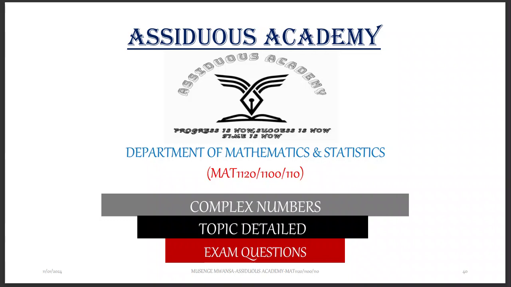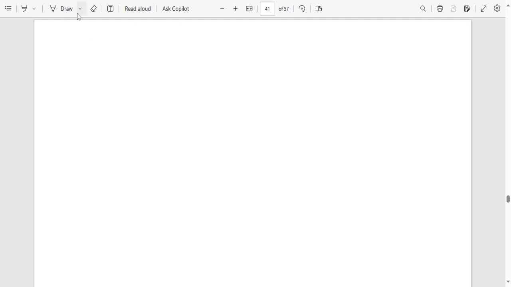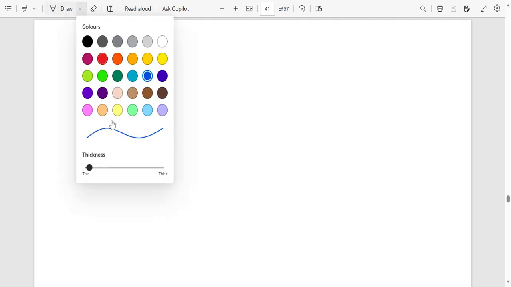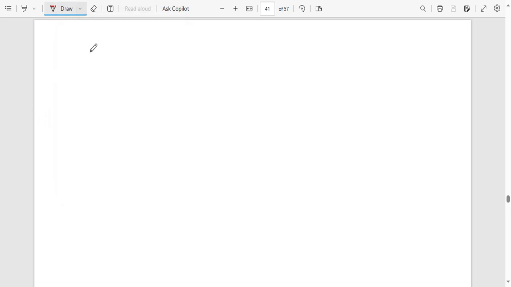We are now talking about complex numbers. Now, the first thing we should understand are the types of numbers. What are the types of numbers which we have? We had already mentioned this. The biggest set of numbers is the set of complex numbers.